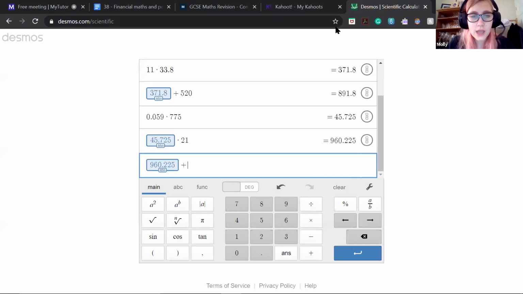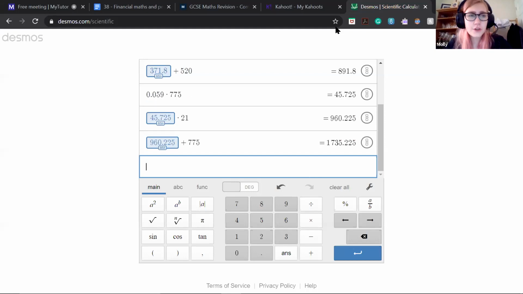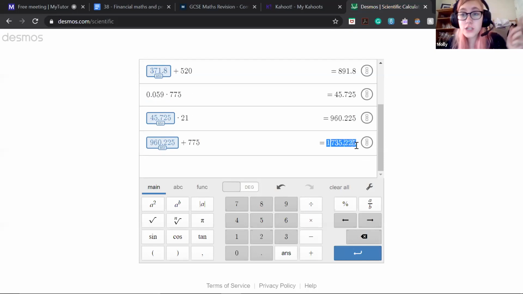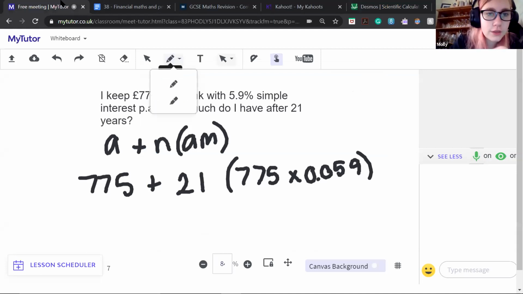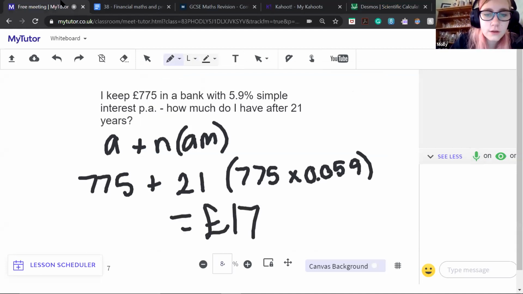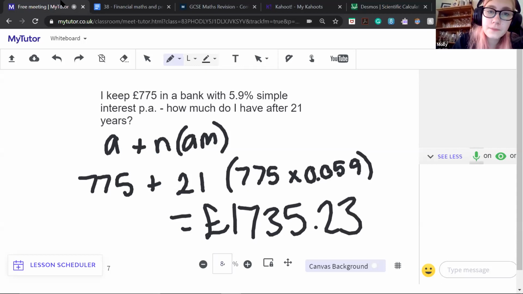And then finally, add on our starting amount. I could have just put this all in one go, to be honest, and we end up with 1735.225. The important thing is to round it to 2 decimal places. Whenever we're talking about money, it's always 2 decimal places, because you always have your amount in pounds and then pence, which is 100th of a pound. So this will be £1,735.23, and this will be our final answer here.